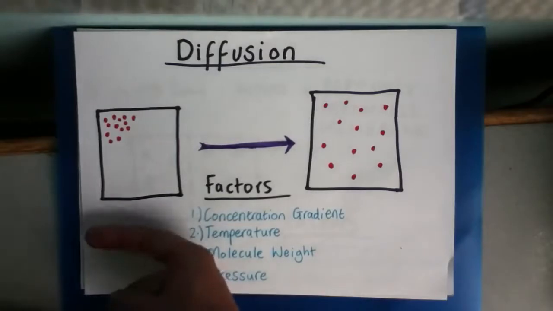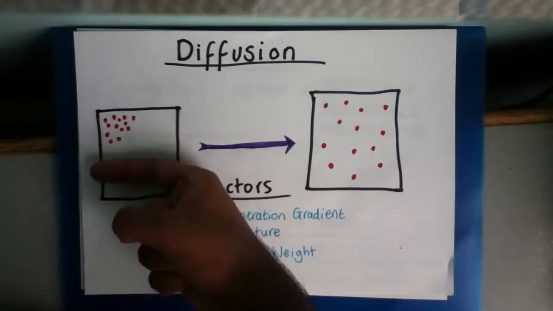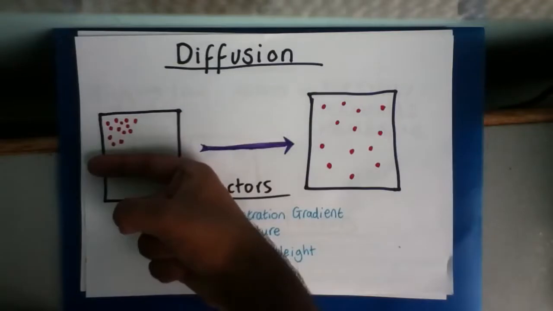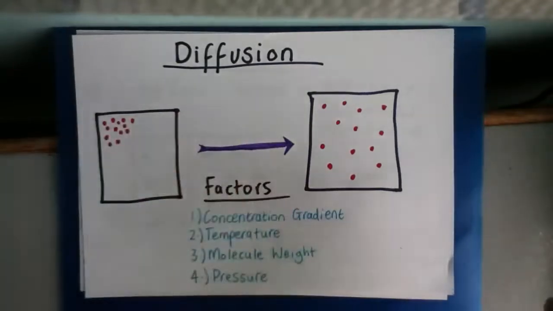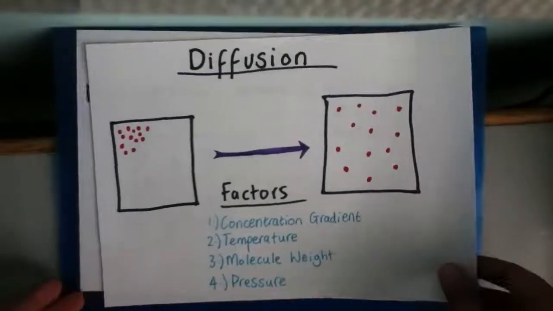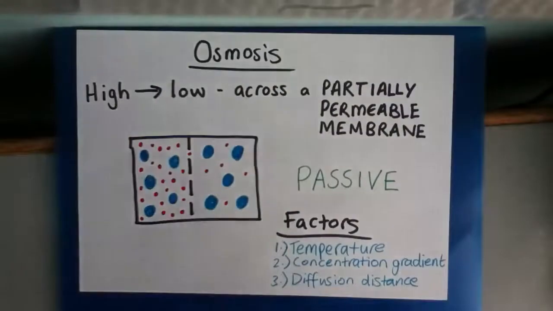When you decrease the size of this container, let's say to here, what will happen is the molecules don't have to spread out as far as before, so they will spread and fill out this smaller container a lot quicker. This is how pressure works when affecting diffusion. Now, that's pressure done. Now we will look at osmosis.